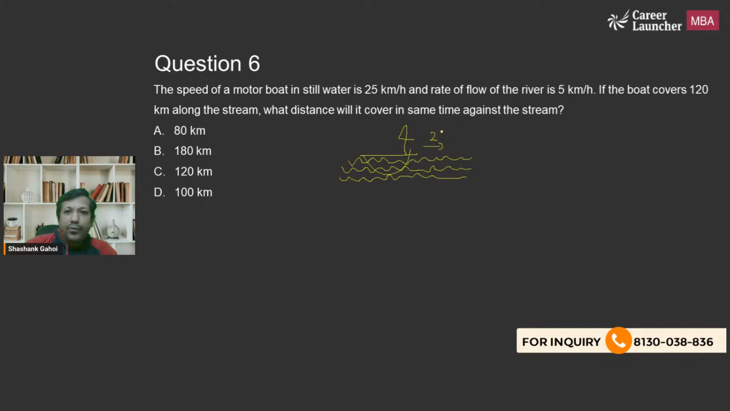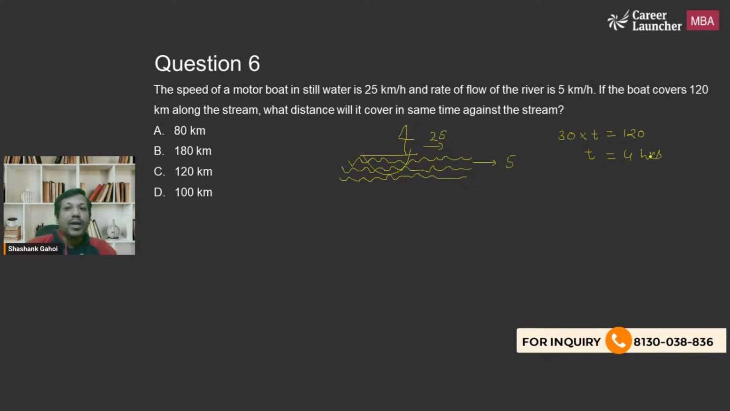With a speed of 25, and the river is flowing with a speed of 5. If the boat covers 120 kilometers along the stream, the actual speed of the boat is going to be 25 plus 5, that is 30. With a speed of 30, it is going to travel a distance of 120. So how much time is it going to take? It is going to take 4 hours.